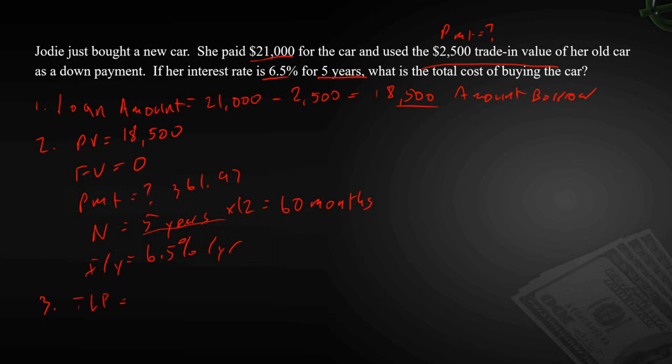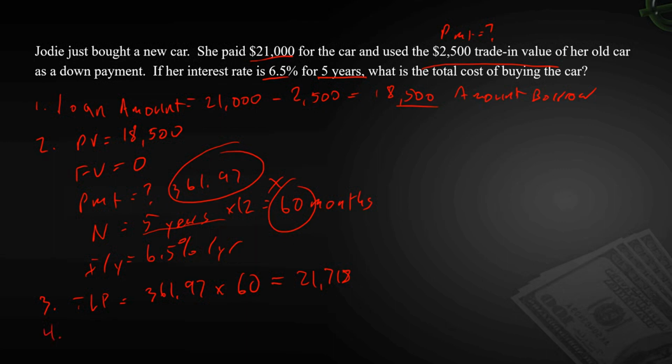So step 3, our total loan payments is payment, PMT, times N of 60. Right, just grab these two numbers and multiply them together. And you get total loan payments, $21,718. So that's the total amount of money she's going to pay on the loan. But part of this is principal, repaying how much she borrowed, and part of it is interest that she was charged. So step 4 and 5 are all about separating out the interest from the principal.